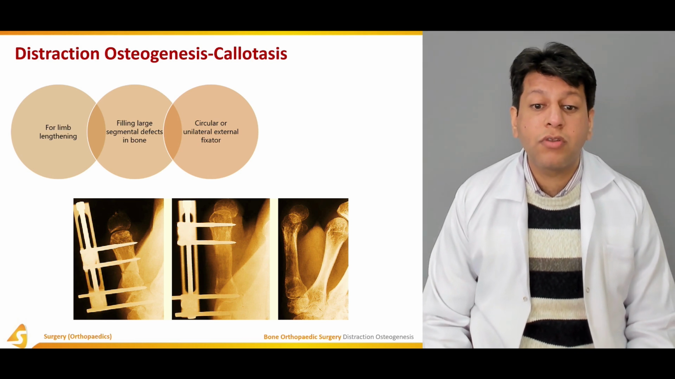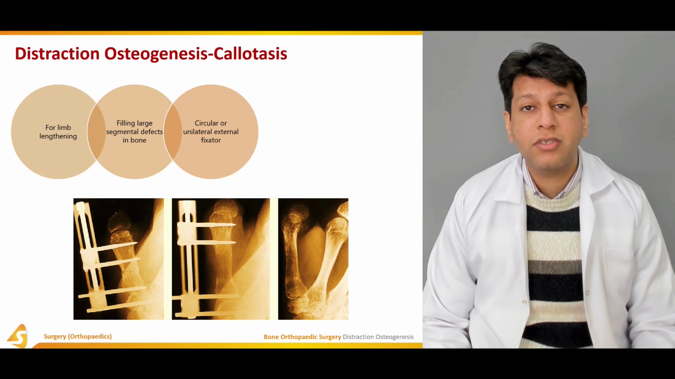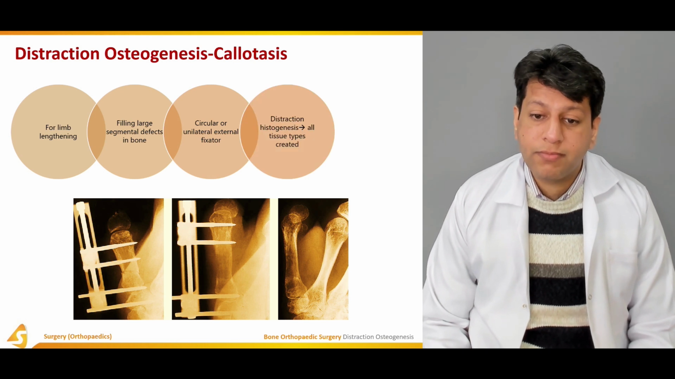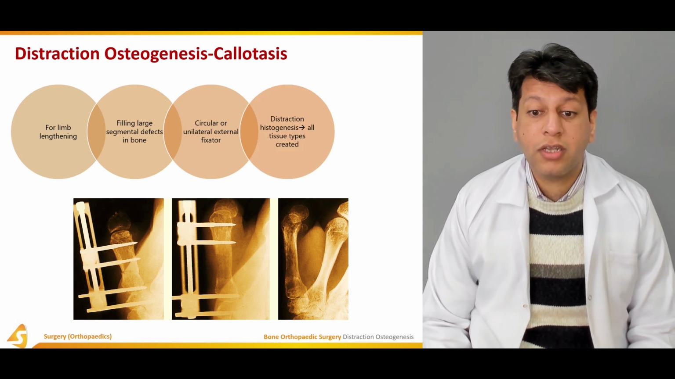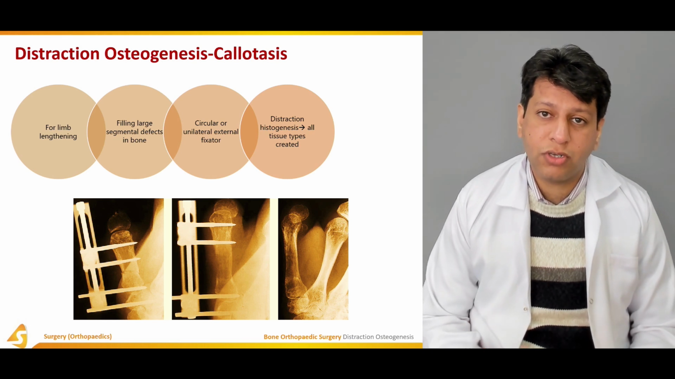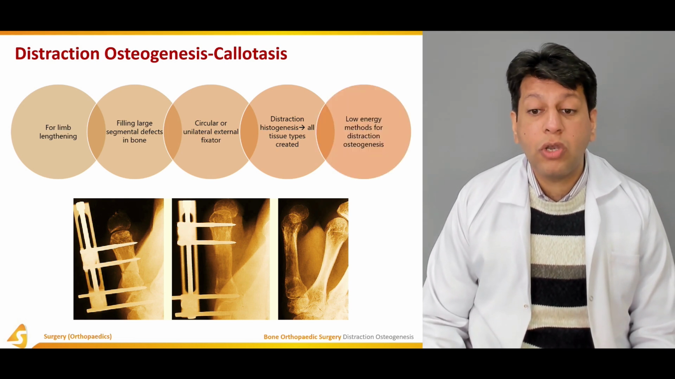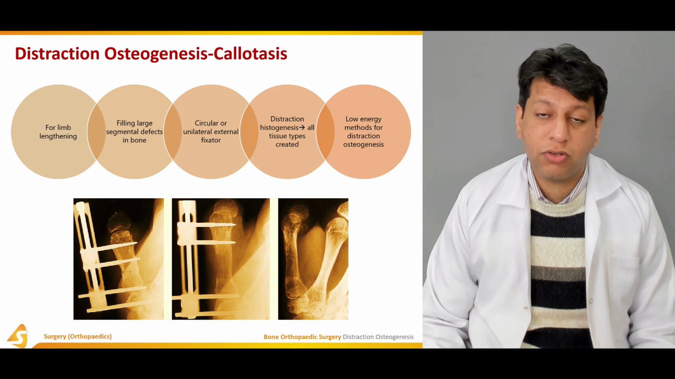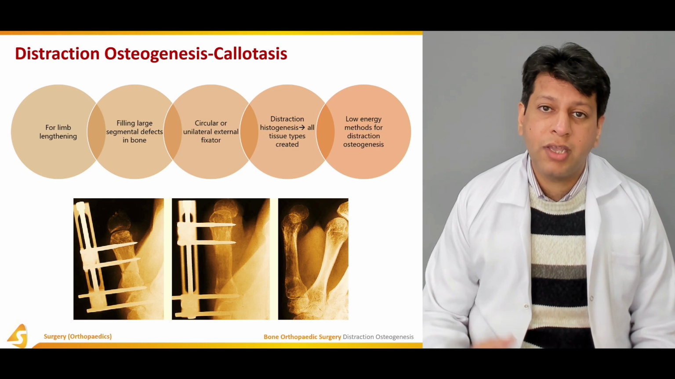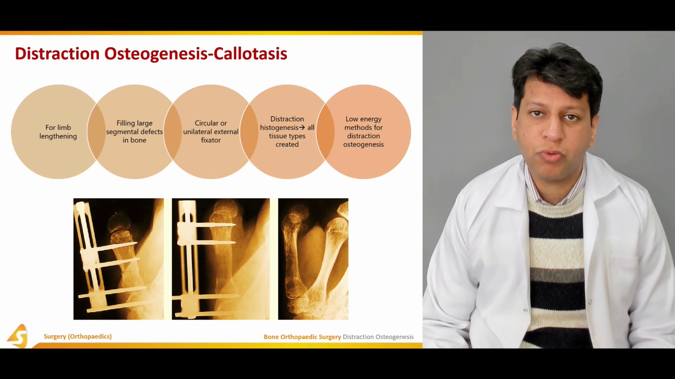Then we use circular or unilateral external fixators. Usually circular are used, but if it is for example the small bones of the hand, then we can use the unilateral as well. In distraction osteogenesis, new tissue is created in which the bone is grown over a period of time. This is a low energy method, where there is constant tension stress on the bone, and this causes production of osteoprogenitor cells and osteoblasts so that new bone formation takes place.